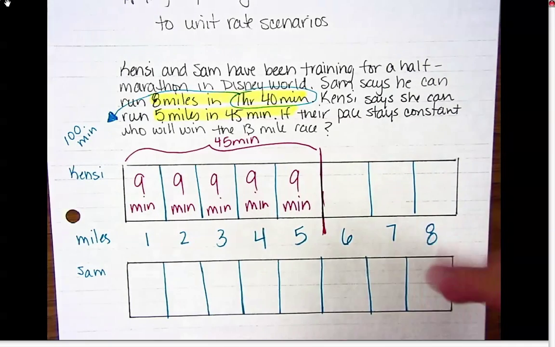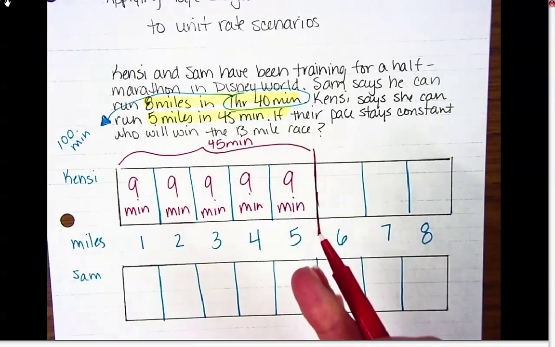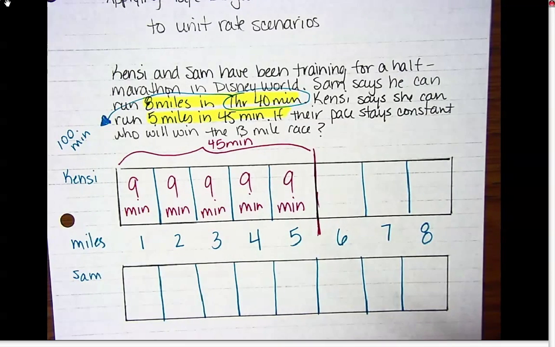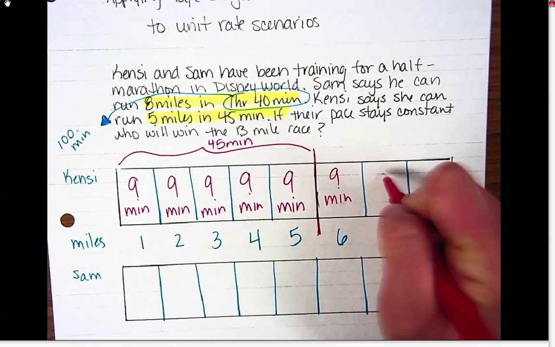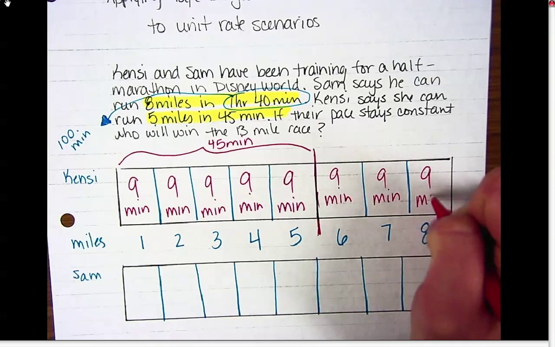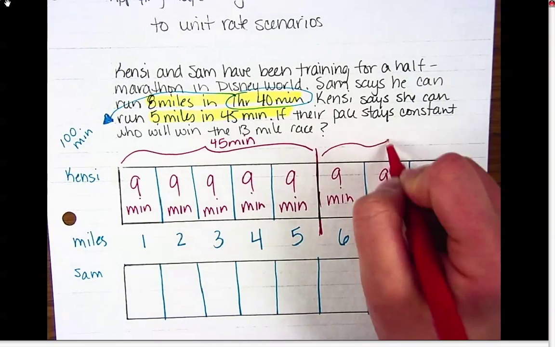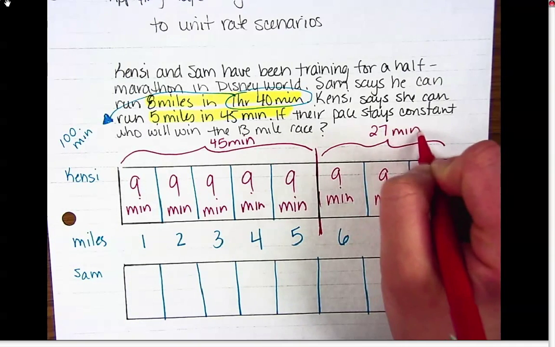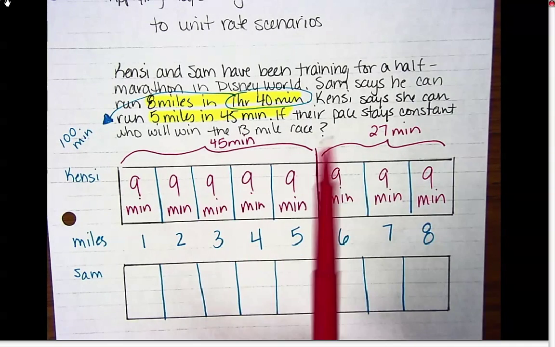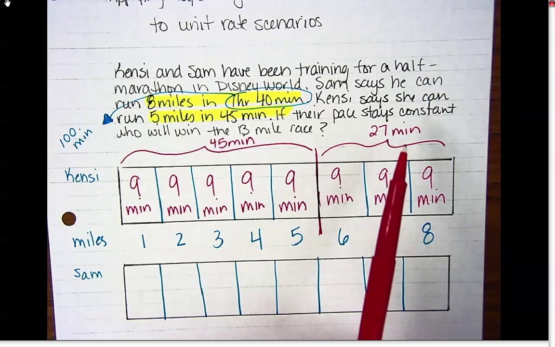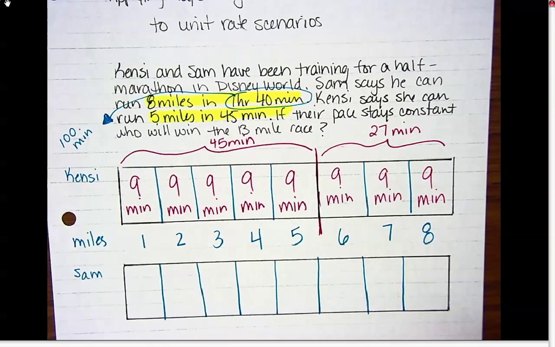All right, well, if I want to compare them on equal basis, when I'm done with Sam, I should be able to compare his 5-mile time to Kenzie's 5-mile time, but I also want to be able to compare the 8-mile times. So based upon this, these miles are each going to be 9 minutes also. And I see that the other 3 miles, it's going to take her 27 minutes to do those. So for the whole 8 miles, I'm going to add the 45 and the 27, and that's going to give me 72 minutes for 8 miles for Kenzie.